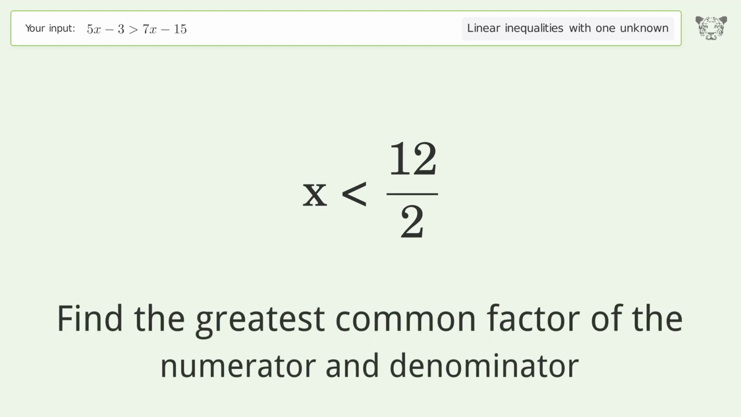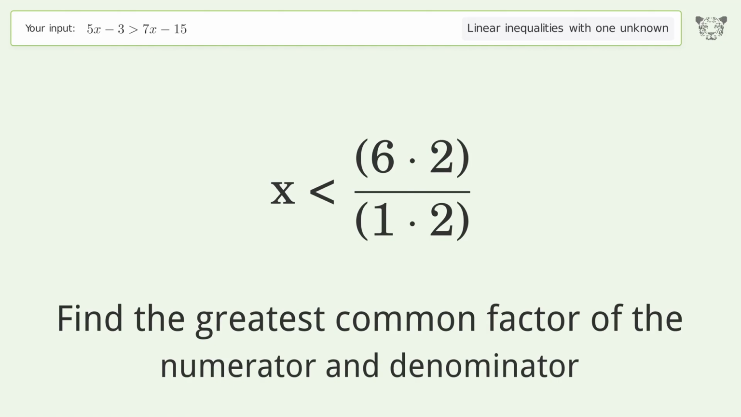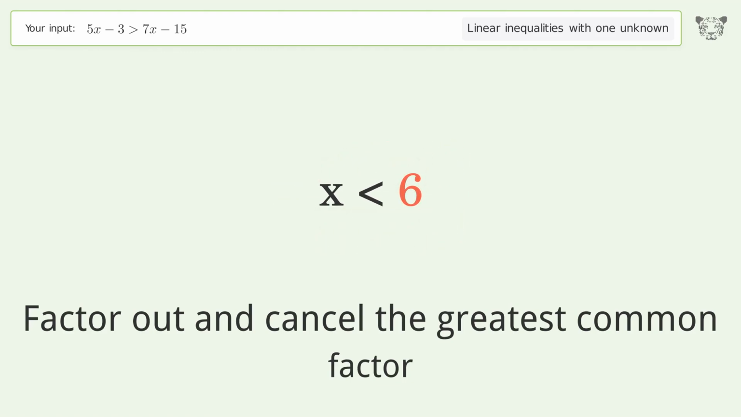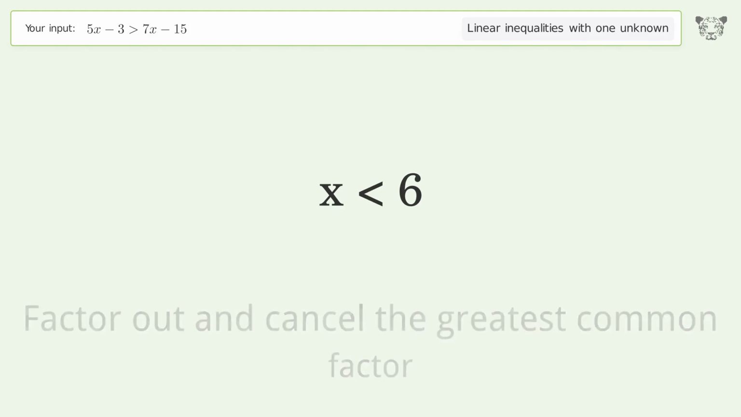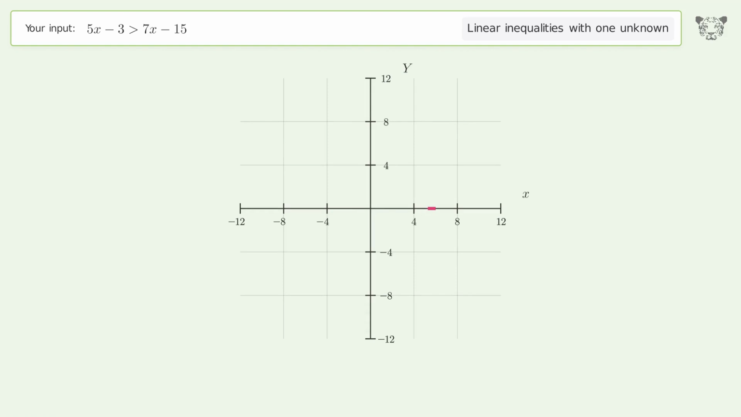Find the greatest common factor of the numerator and denominator. Factor out and cancel the greatest common factor. Plot the solution on a coordinate grid. And so the final result is x smaller than 6.